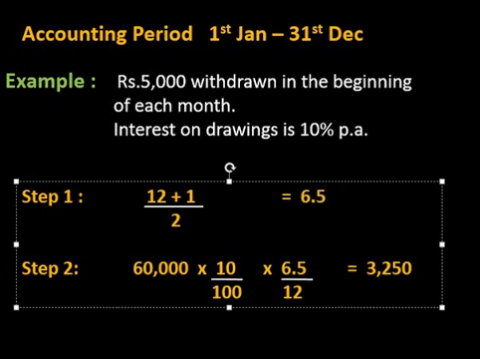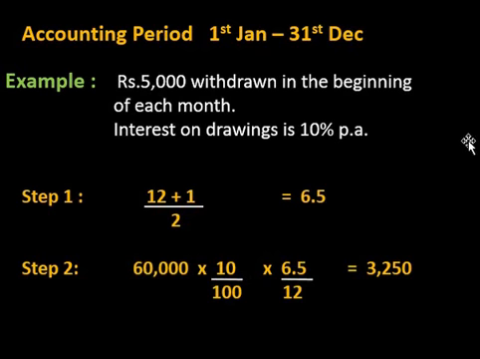Now step 2, I'll find out the interest on drawings. My total drawings are 60,000 because 5,000 is withdrawn in the beginning of each month. It means I am withdrawing 5,000 for 12 months. So 5,000 into 12 months, 60,000 total drawings. And the rate is also given in the question, 10% per annum. So 10 over 100 into average period, as we have already calculated in step 1, 6.5 over 12. So my answer is coming 3,250, which is called interest on drawings.